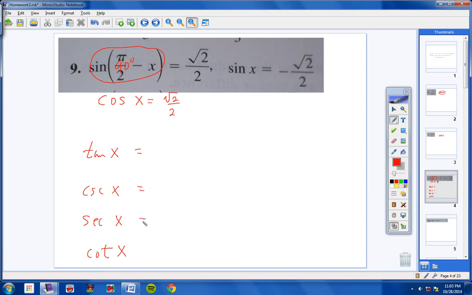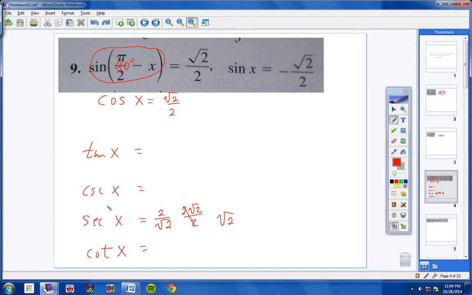Using trig identities, we know that if cosine of x is square root of 2 over 2, the reciprocal of that is secant. So secant would be 2 over square root of 2. And of course we have to rationalize the denominator, so 2 square root of 2 over 2. Those would cancel, leaving you with square root of 2. So there's secant, right there.